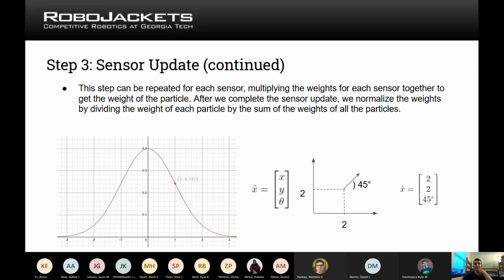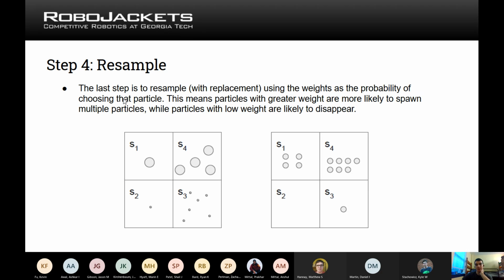You'll see it gets converted to a probability, and actually here it gets converted to the probability that we'll choose the particle. So yeah, we normalize the weights by dividing the weight of each particle by the sum of the weights of all the particles. This is done after we do all the sensor updates. We go through all the weights and divide them by the total weight of all the particles. So this results in essentially a probability, for resampling later.